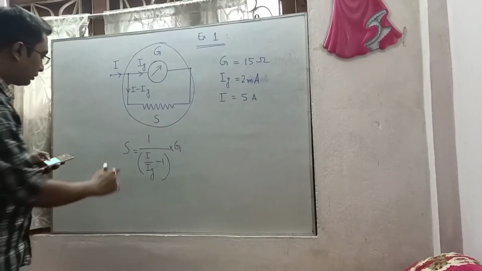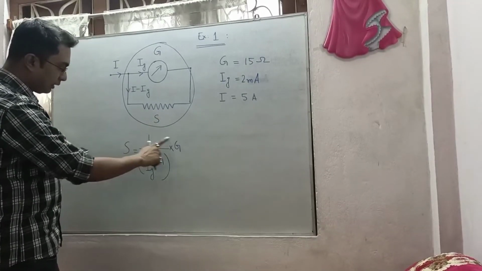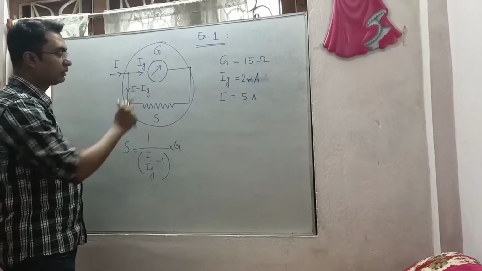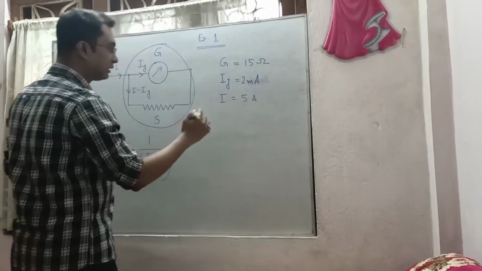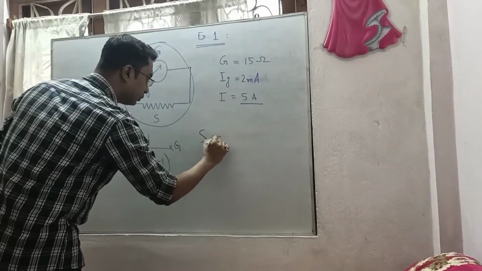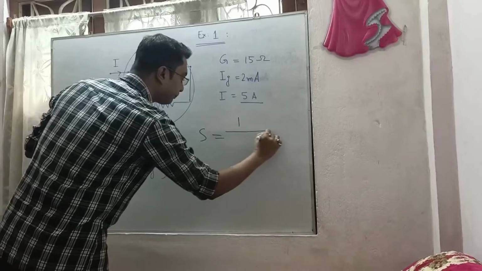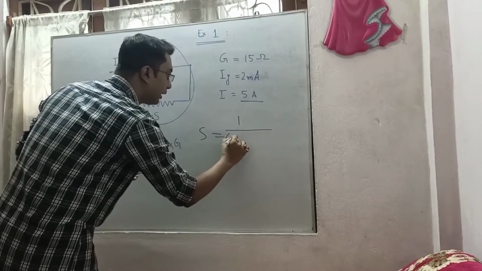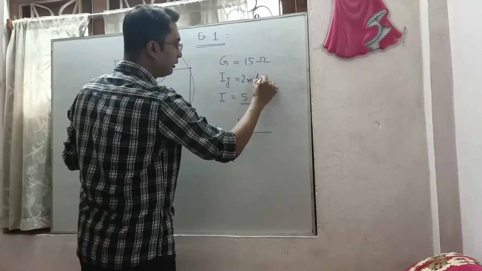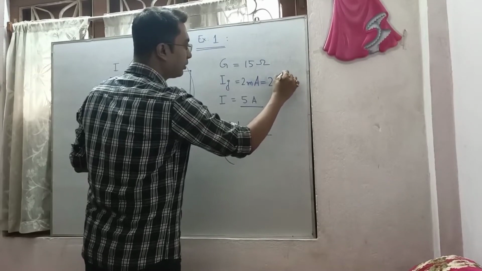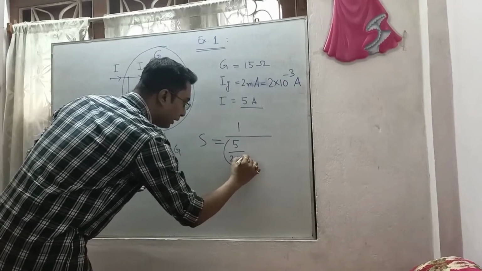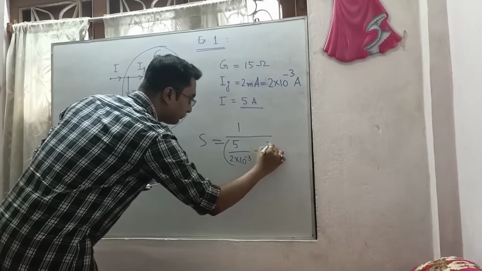We already see that the value of shunt resistance S can be calculated from this formula. So here we have to connect a shunt resistance in parallel with the galvanometer so that it can measure a maximum current of 5 ampere. Now let us see, for 5 ampere, what should be the value of this shunt resistance S? So S is equal to, from this formula, 1 by I means 5 ampere and Ig means what? Ig is equal to 2 milliampere. Now we have to convert it into ampere. So 2 milliampere is equal to 2 into 10 to the power minus 3 ampere. So if you put it there, 2 into 10 to the power minus 3, then minus 1.